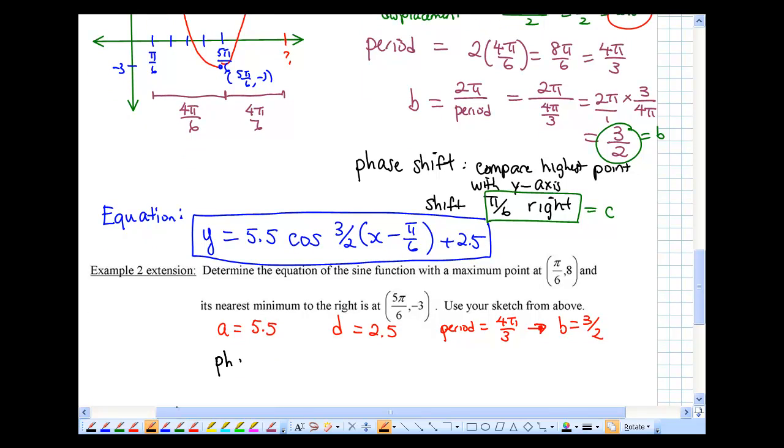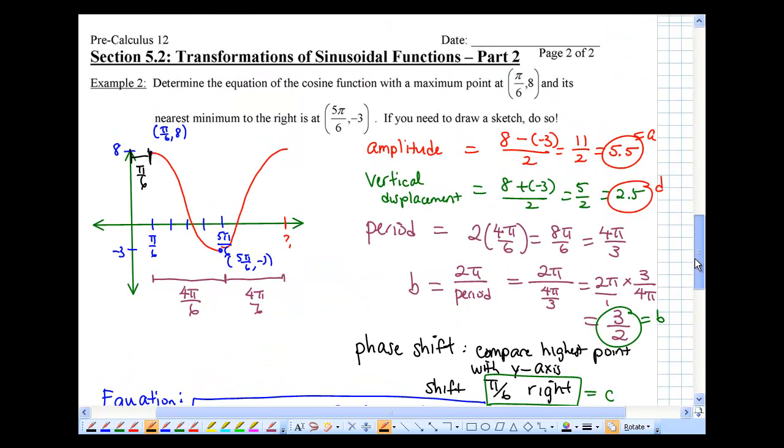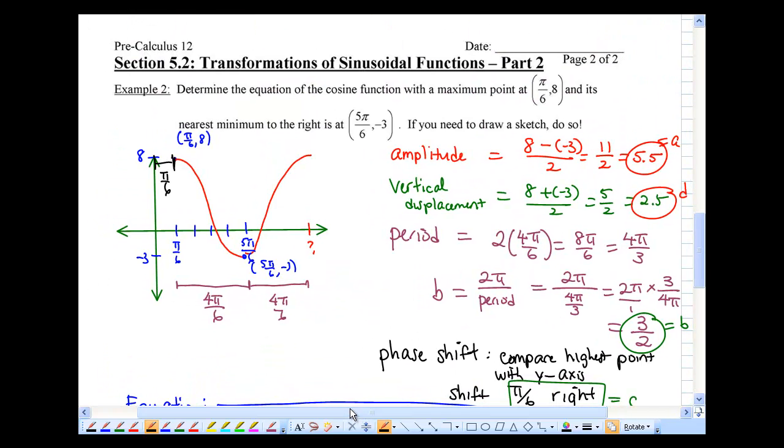So with the phase shift, I'm going to ask you to once again compare, and because this is sine, I want you to compare the middle with the y-axis and see how far it got shifted either to the left or to the right. Okay, gonna have to move back up to my graph. Where is the middle? Well, if you think of the middle of this graph, we know that the vertical displacement is 2.5. So it's probably going to be in between the pi over 6 and 5 pi over 6. So you're thinking about middle, probably right here.